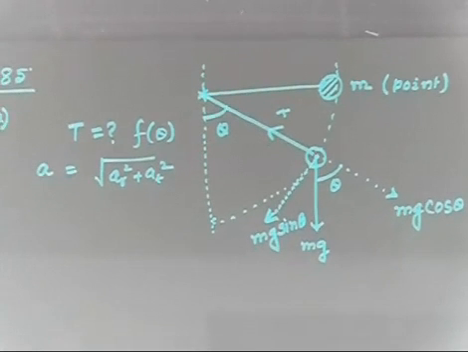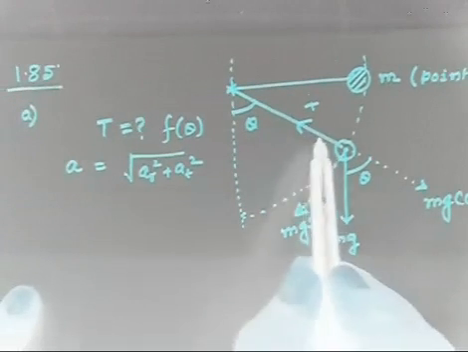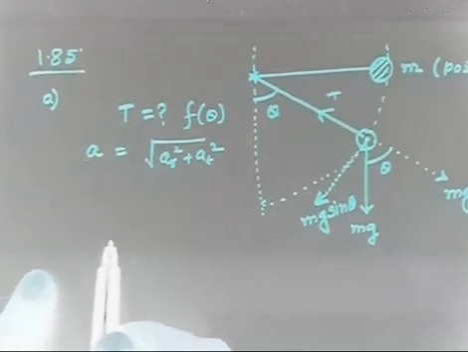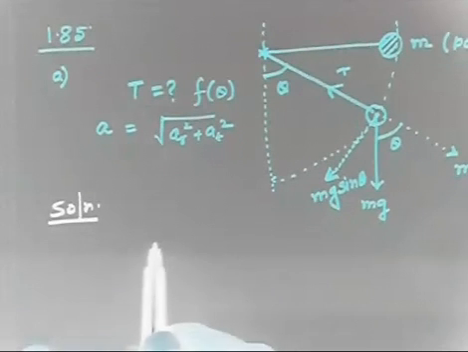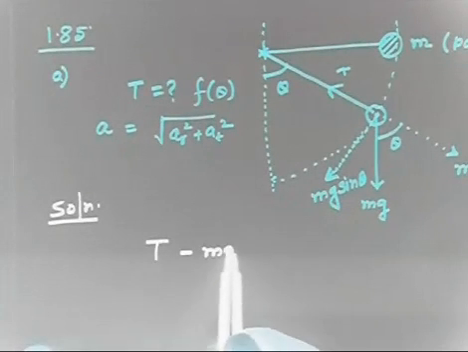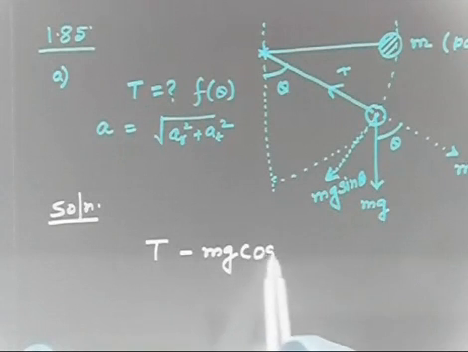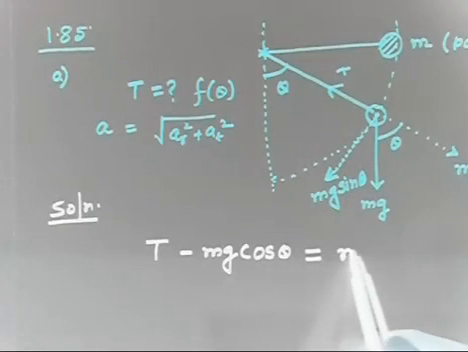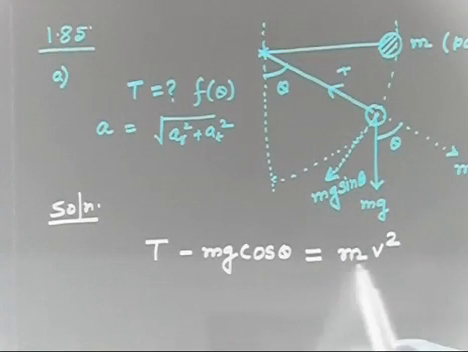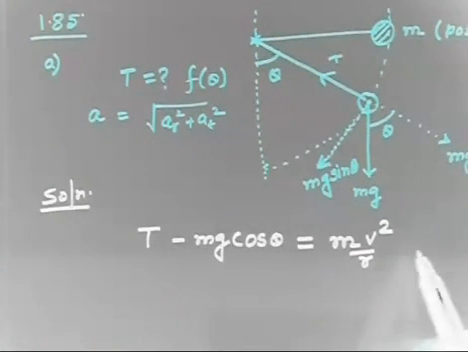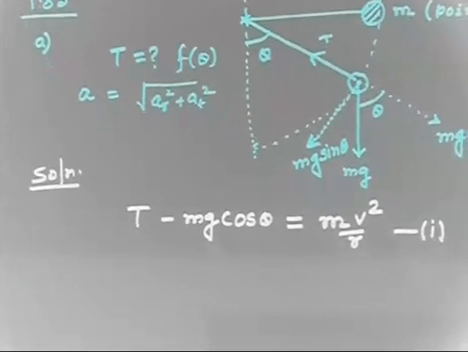Now you have to find the tension as a function of theta. So how will you do that? If you write the equation in this direction, you can write it for circular motion. So let me write the solution here. If you write tension minus mg cos theta, that is the force towards center, T minus mg cos theta, is equal to mass into acceleration if this is moving in a circular path. So mv square by r. So I have one equation. Are you getting or not?